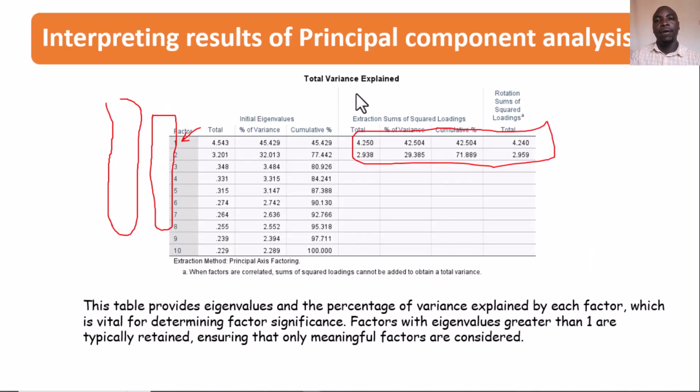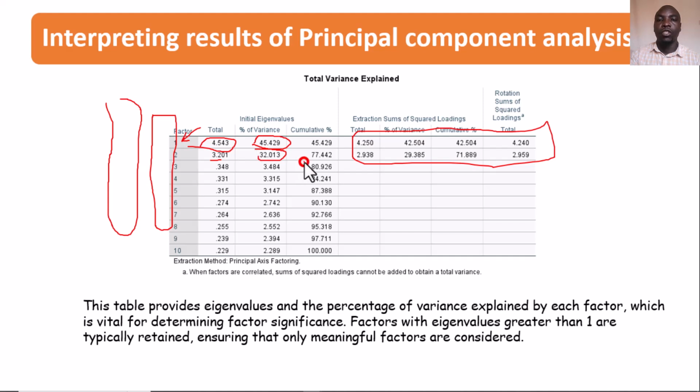We have here a table for total variance explained. This table provides eigenvalues and the percentage of variance explained by each factor, which is vital for determining factor significance. Factors with eigenvalues greater than 1 are typically retained, ensuring that only meaningful factors are considered. You see that factor 1 with eigenvalue of 4 accounts for 45.429% of the variation in our data, and factor 2 with eigenvalue of 3 accounts for 32.013%.